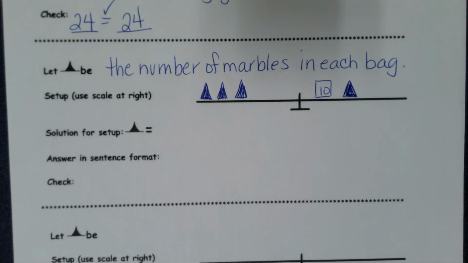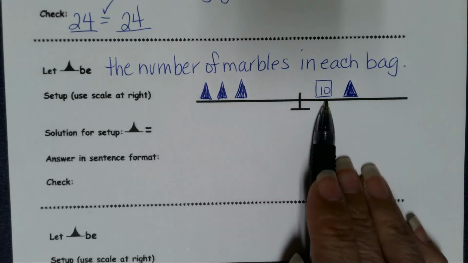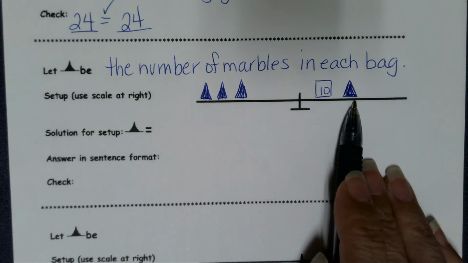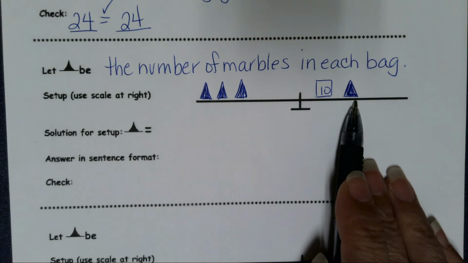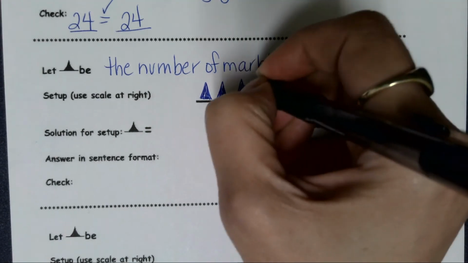So let's switch over to my black pen and let's start moving things around. We have 3 pawns on the left, a 10 cube, and a pawn on the right. So let's use our legal moves. And let's go ahead and take a pawn away from each side.